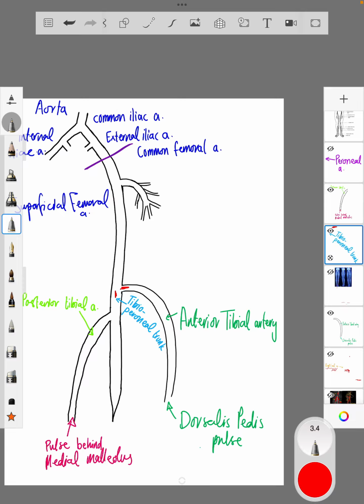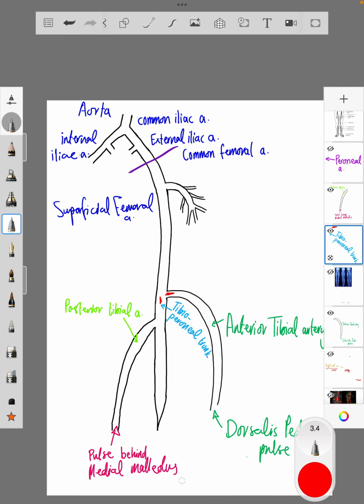So the second branch is going to be the posterior tibial artery. So we know that there's an anterior tibial artery. So if there's an anterior, obviously there has to be a posterior, right? Anything anterior, there has to be a posterior for it, right? So this one is going to be posterior tibial, and notice how it's on the medial side, okay? So it branches off on the medial side. So the pulse at the end of it is going to be where? It's the pulse that's behind the medial malleolus.